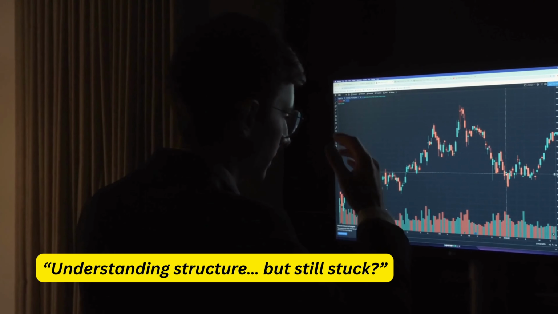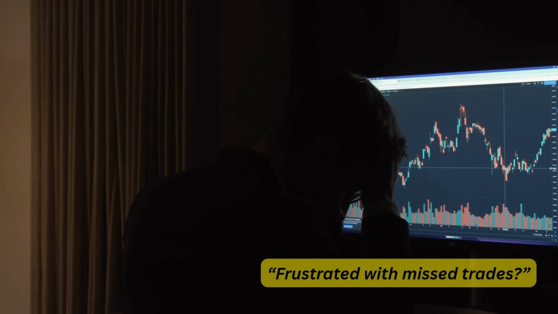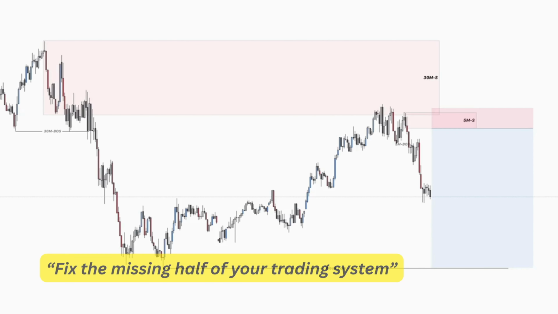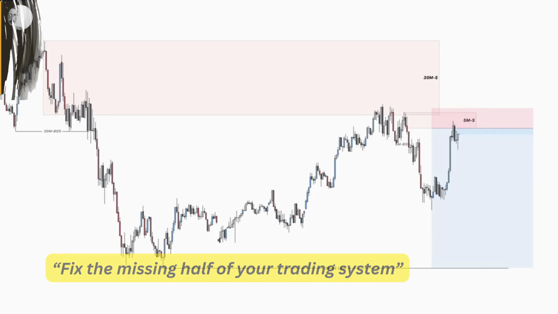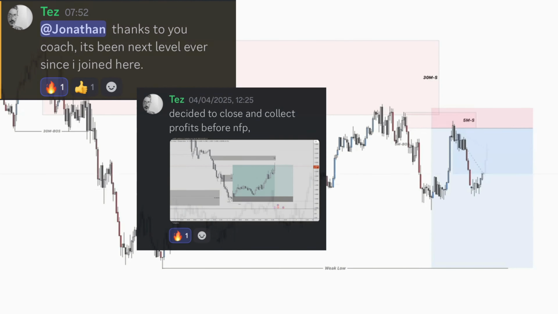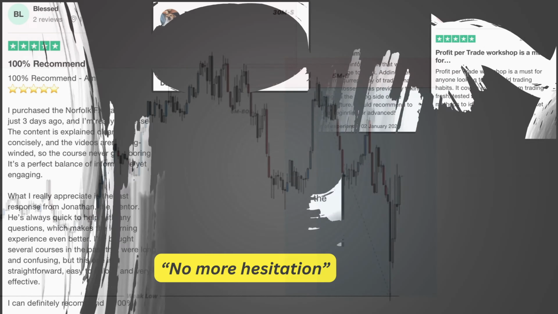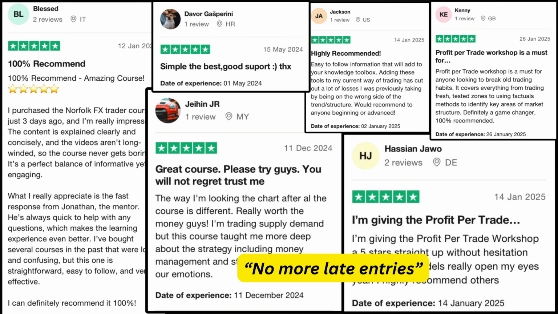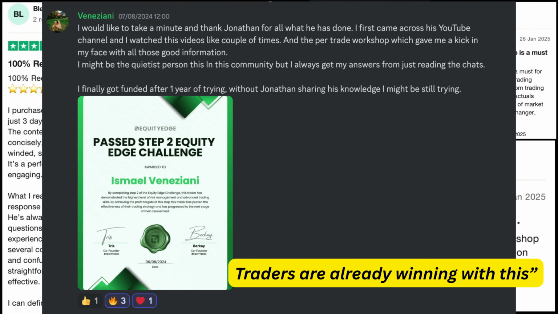error. If you understand structure but still feel stuck when it's time to actually place trades, this is where everything clicks. You'll finally fix the missing half of your trading system, the part that turns smart money setups into real, confident trades. No more hesitation, no more late entries. Once you see this, your charts will never look the same again.